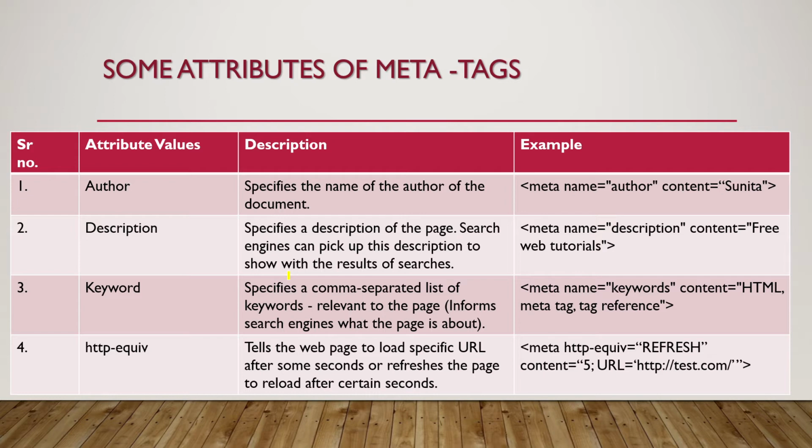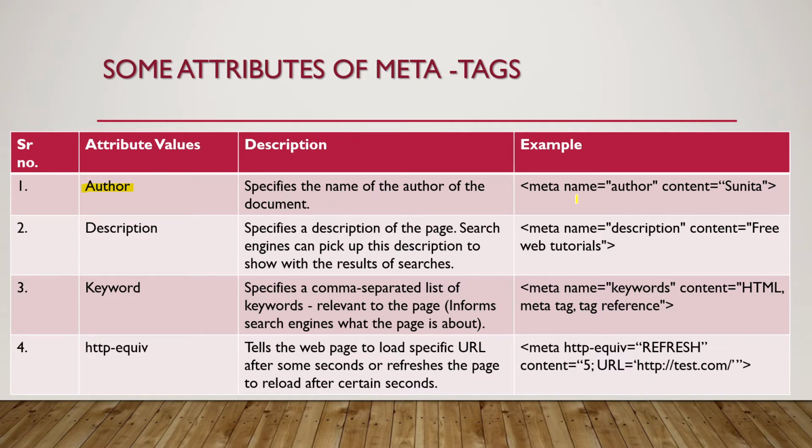Means along with the head we use these meta tags with the head tag. The first column is attributes, the second shows the description, and the third column shows the example. So let's start with the first attribute value, that is author. Author, as the name says, gives the name of the developer or the person who has coded the document. It specifies the name of the author of the document.